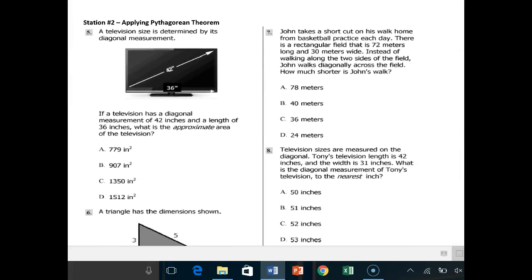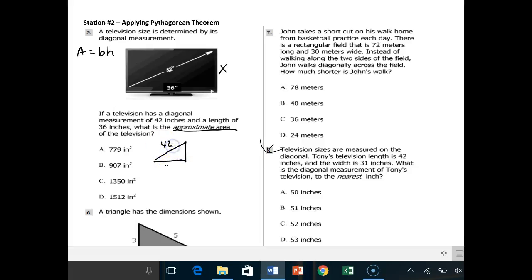Station 2, applying the Pythagorean theorem. So here we have a television size. We discovered in the past that it's determined by this diagonal right here, 42 inches. If the TV has a diagonal of 42 inches and a length of 36, what is the approximate area of the television? Notice it isn't just saying what's this side. We do have to figure out that side, but we know that the area of a TV is base times height. Now we have a base, we don't have a height.